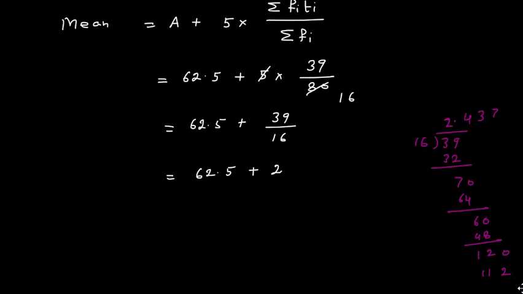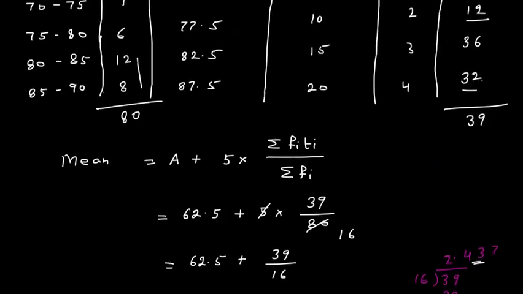2.437. Now I want to write up to 2 decimal places, therefore I find up to 3 decimal places, so it will be 2.44. I will round it, and then here we have 4, 5 plus 4 we have 9, and 62 plus 2 it is 64, so 64.94. This is your mean value. Mean value is 64.94.